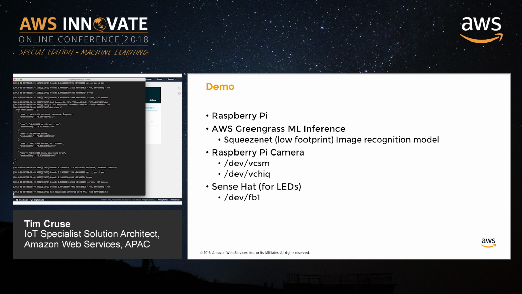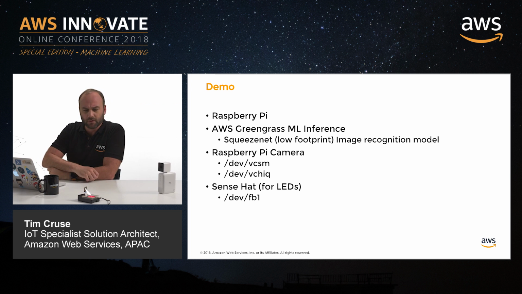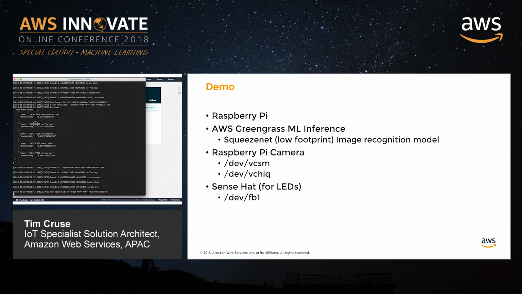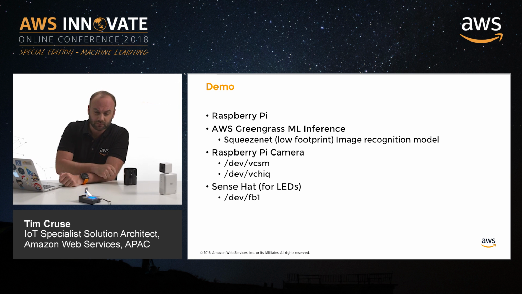So what happens if I place my coffee mug in the scene? There it is. My LEDs have turned blue, and we can see from the feed that we have detected a coffee mug, this time with a small probability. If I remove the mug, we should turn back to red. Great, it works.